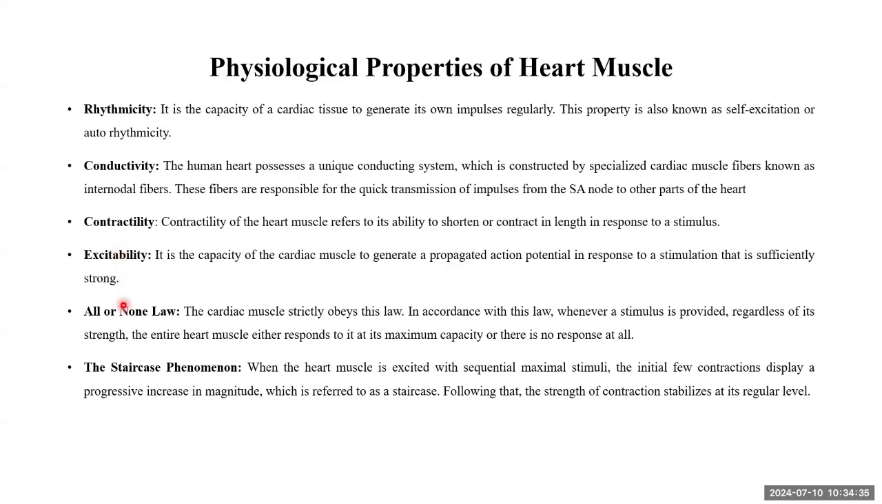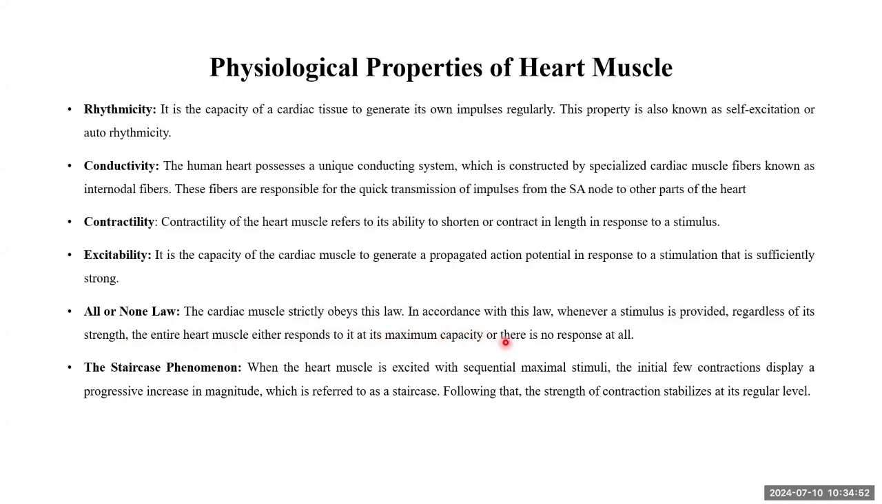Then there is the all-or-none law, which means cardiac muscle strictly obeys this law. In accordance with the law, whenever a stimulus is provided, regardless of its strength, the entire heart muscle either responds to it at its maximum capacity or there is no response at all.